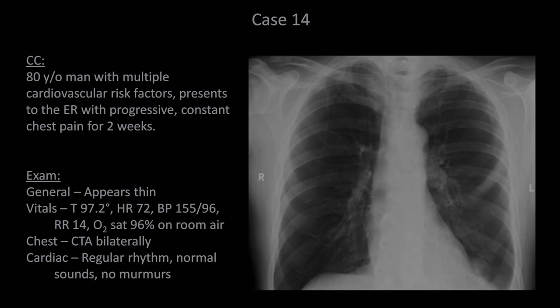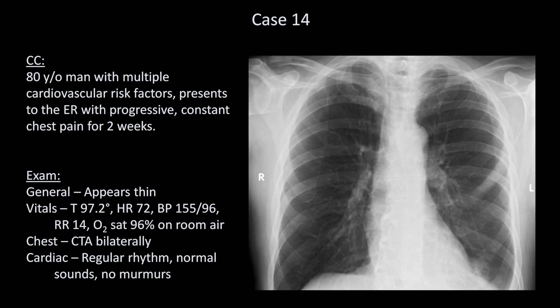Case 14. An 80-year-old man with multiple cardiovascular risk factors presents to the ER with progressive, constant chest pain for 2 weeks. First, this is a suboptimal X-ray for the most obvious reason that the bottom of the lungs aren't even included in the film.